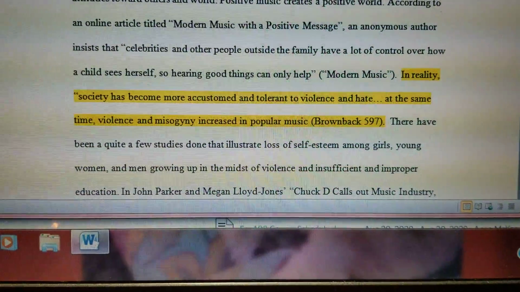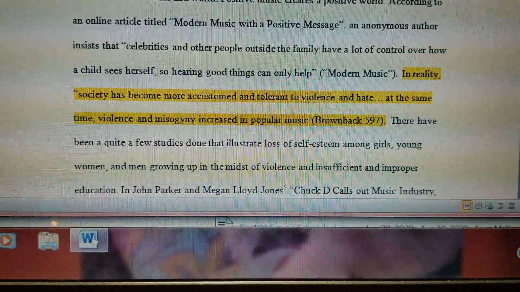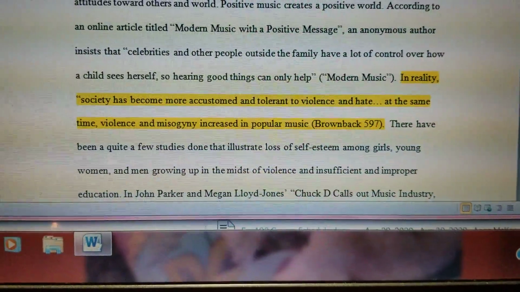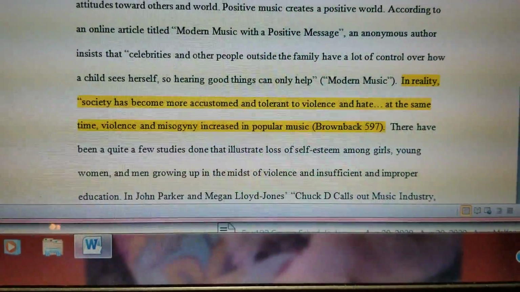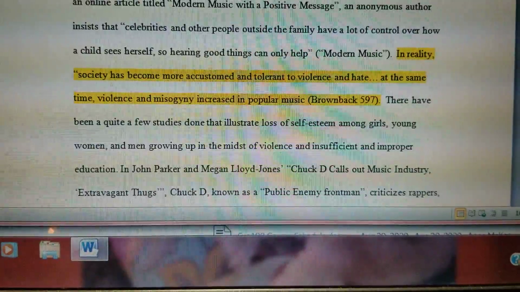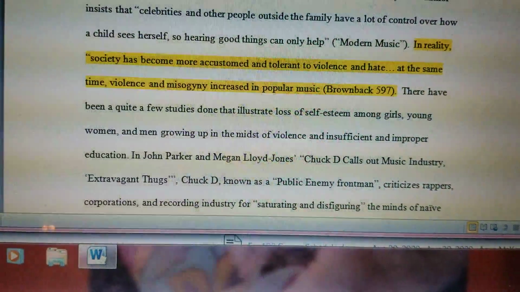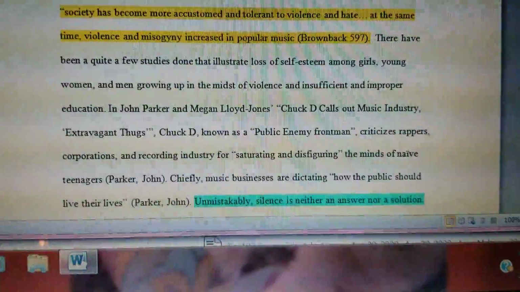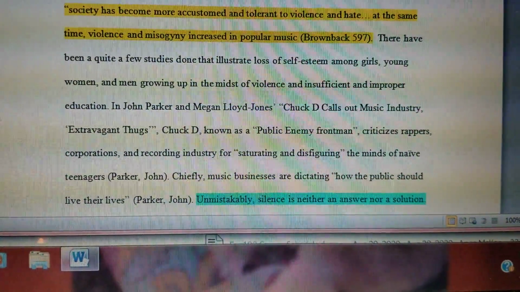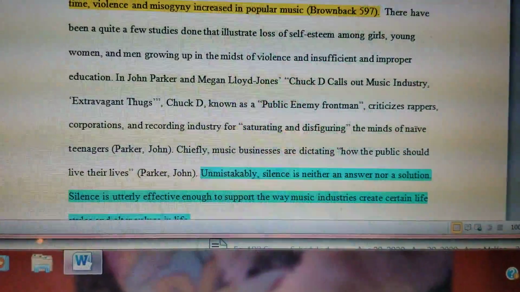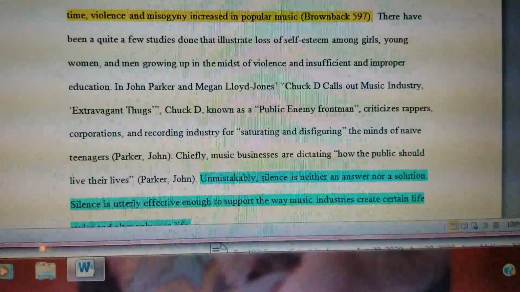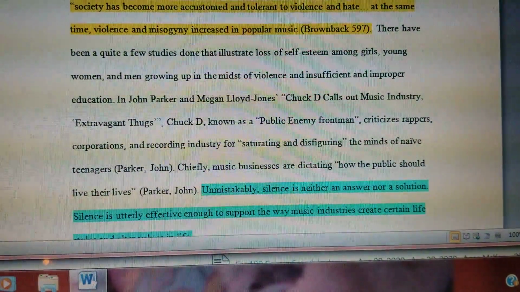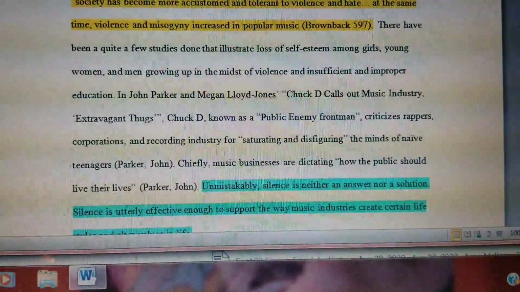In reality, this is from Brownback again, quote, society has become more accustomed and tolerant to violence and hate. At the same time, violence and misogyny increased in popular music. She talks about studies that have been done to illustrate loss of self-esteem among young girls. You guys have read all of the articles, so obviously you know that the next source that she's going to use is Chuck D and or Clarence Page.